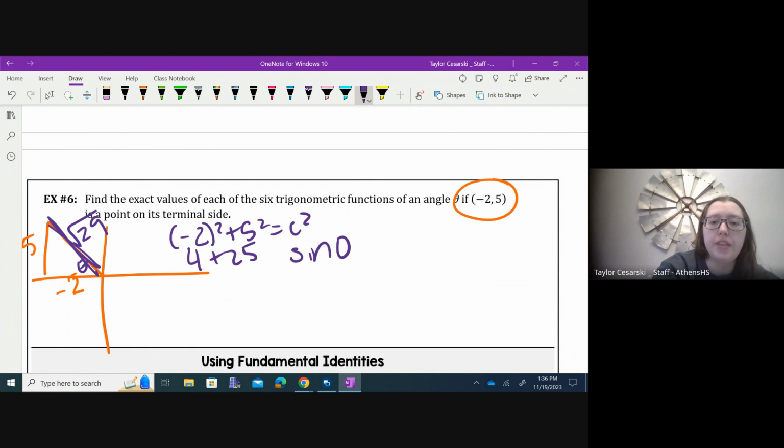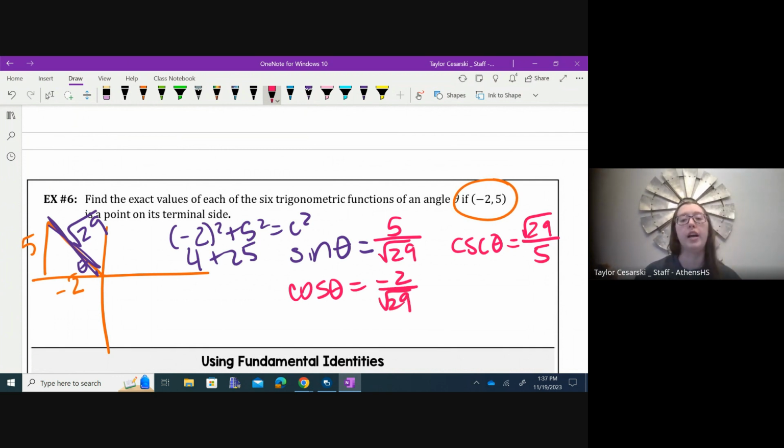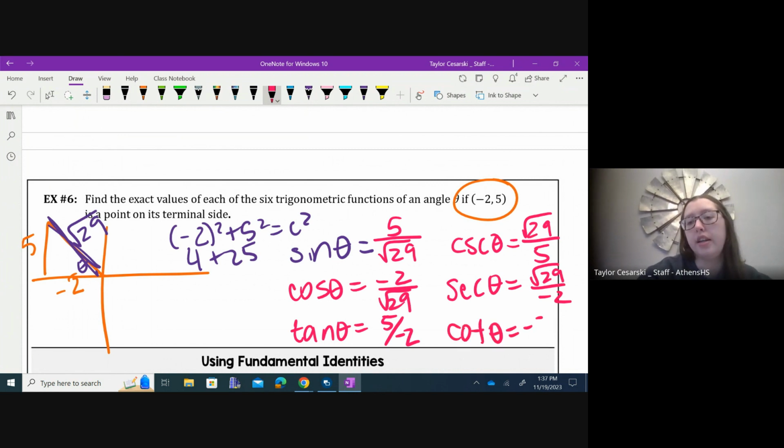So if I want sine of theta, I'm not going to rationalize these, okay? So opposite over hypotenuse, which then means cosecant of theta is the reciprocal. That would be square root of 29 over 5. Cosine of theta is negative 2 over square root of 29. I would pause it at this point and try the other 3. Secant of theta is square root of 29 over negative 2. Tangent is opposite over adjacent, so that would be 5 over negative 2, which makes cotangent negative 2 over 5. So all things that we've done before, just flipping them around.